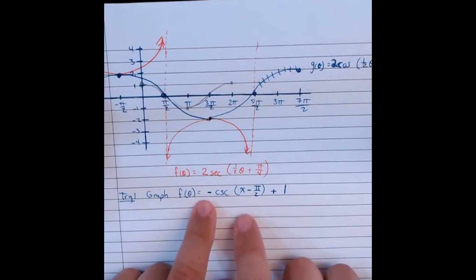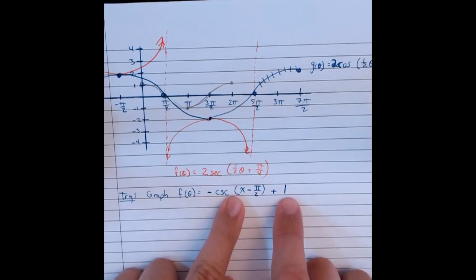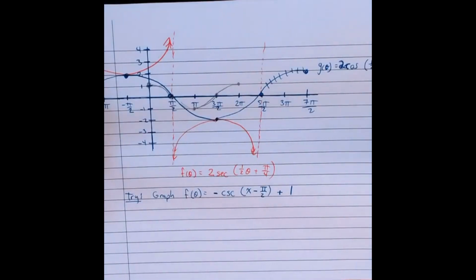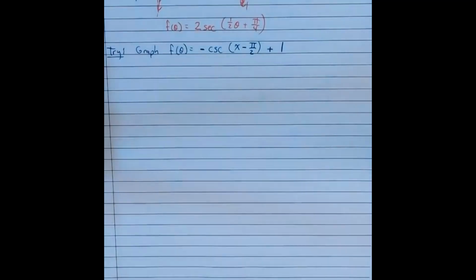Begin by considering the graph of the function negative sine of x minus pi over 2 plus 1. And then from there, use that graph to find the graph that we want. Go ahead and pause the video and create your graph. And once you have created that graph, go ahead and unpause the video and we'll go through it together.